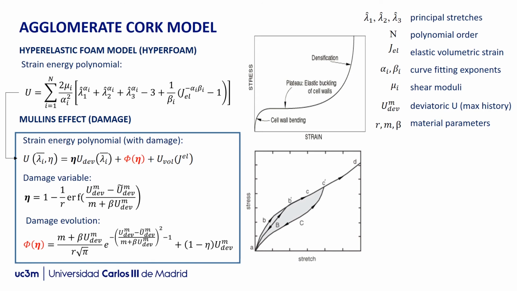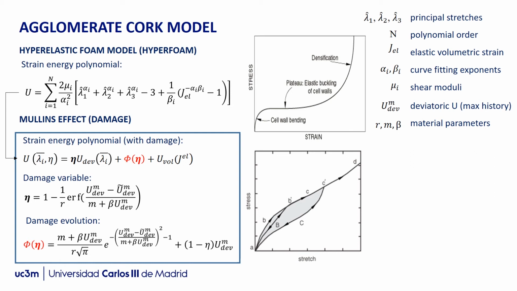The strain energy is given by a polynomial in terms of the shear modulus, the principal stretches, and the elastic volumetric strain. Mullins effect is used to model the stress softening associated with damage when the material is stretched beyond its prior maximum value in the deformation history. The damage variable eta and the damage variable phi govern the response of the unloading and reloading in a path different than the initial path.